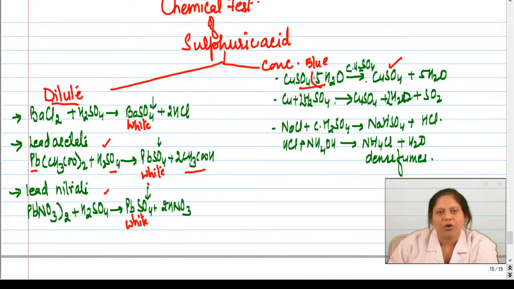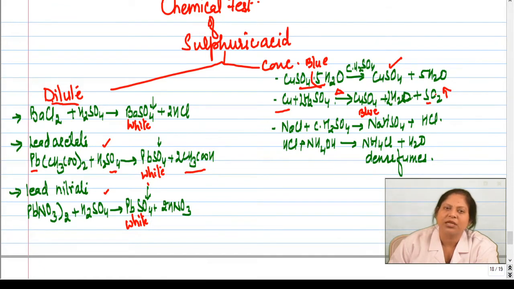Or you can do this, children. You take concentrated sulfuric acid and drop copper filings, right? When you drop copper filings and warm gently, immediately you will get blue copper sulfate solution, and after some time you will find a gas coming out, that is sulfur dioxide. You will also find turbidity because some of the sulfur dioxide will dissolve in water.